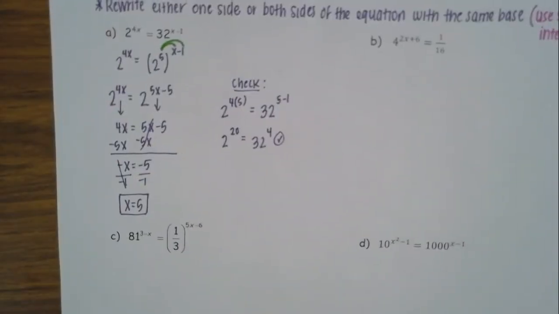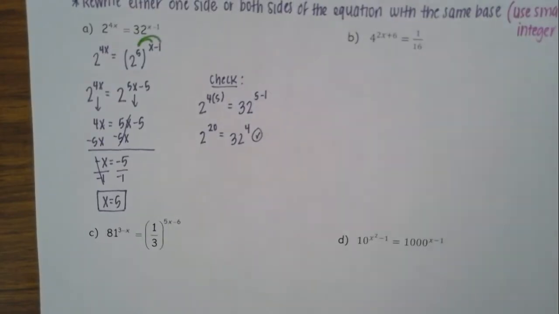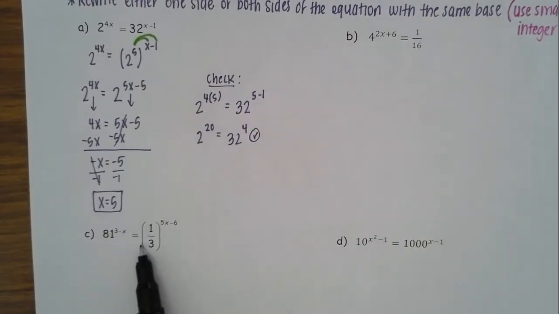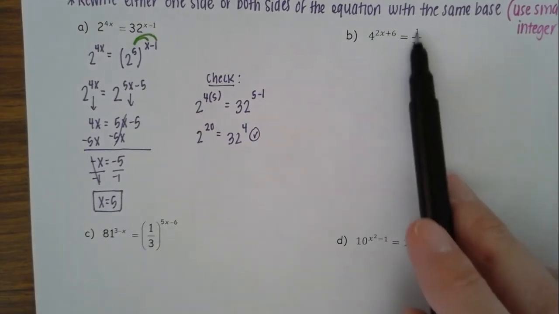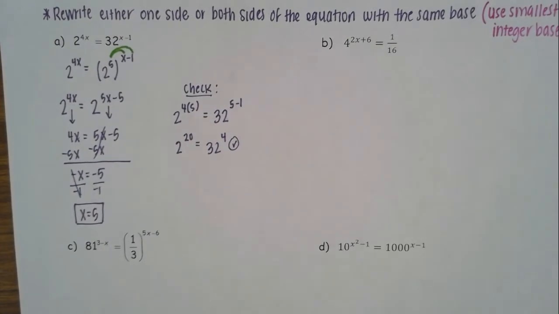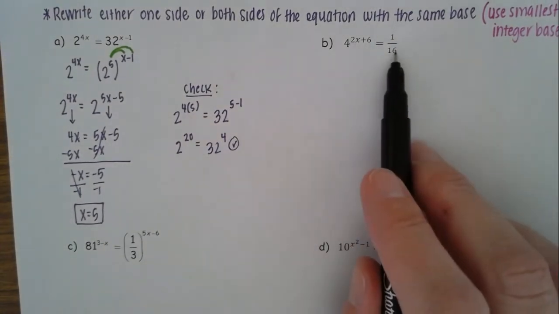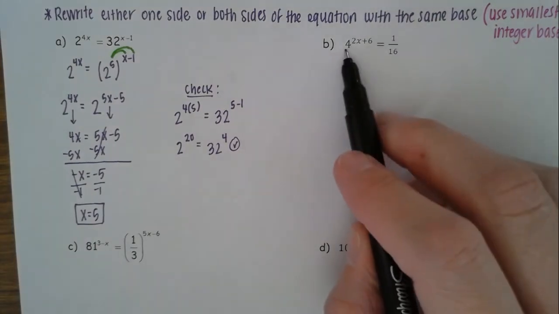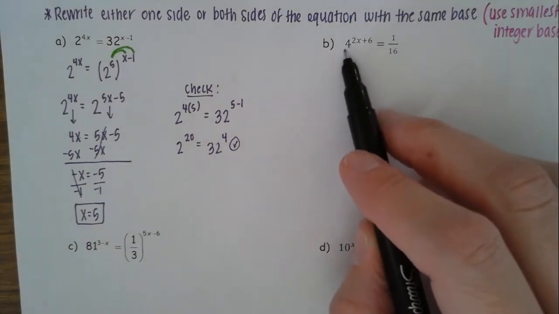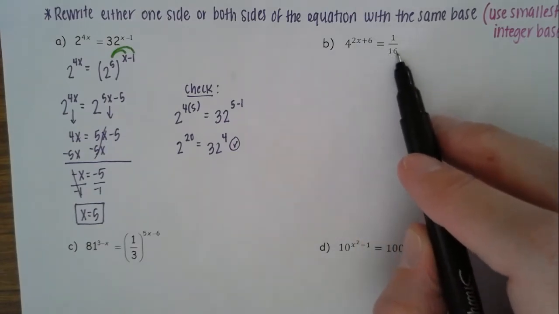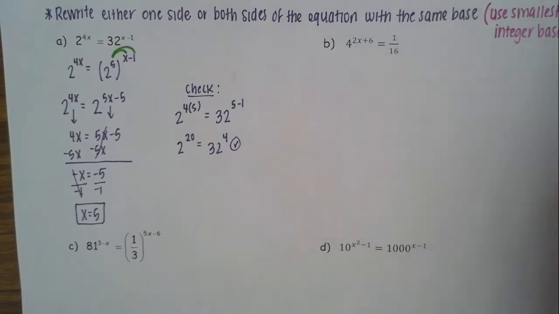Okay, so let's talk about something like example B. And you'll notice that example B and example C are kind of similar. Now we have a fraction on one side of the equal sign. And again, I want to think about getting the same base on either side. So it looks like here my smaller base is going to be a 4. And I want to think about ways to rewrite 1 over 16 with a base of 4.